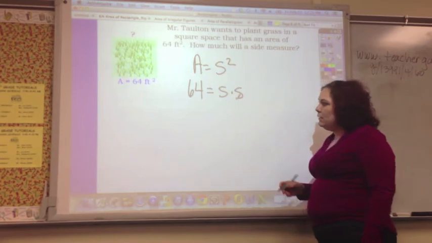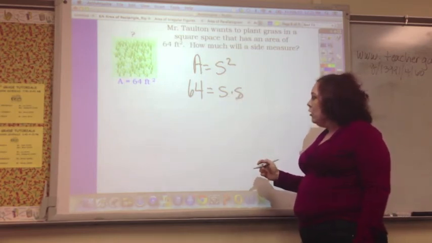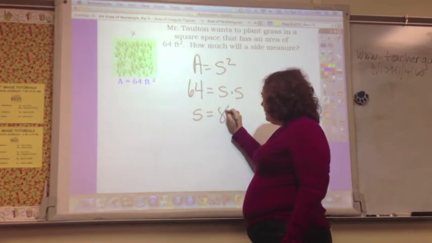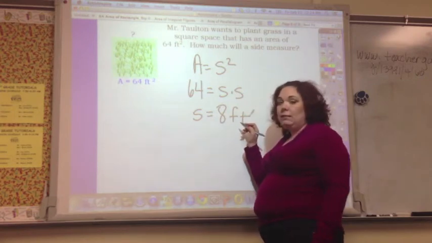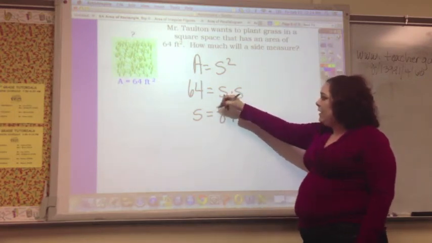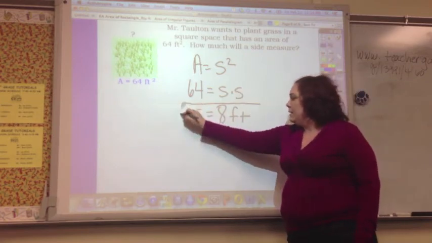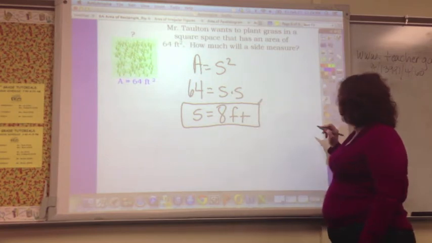So that's basically saying what number times itself equals 64. Well, we know that that number would be 8. And we want to write the units. And it's just feet this time because we're just finding out one side. 8 times 8 is 64. And so my answer is S equals 8 feet.